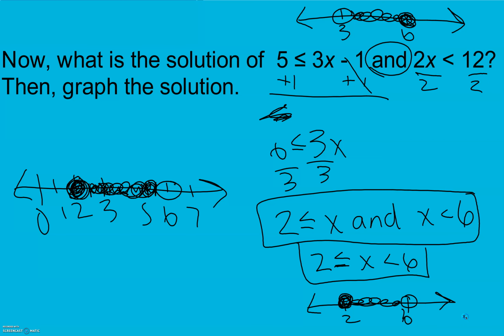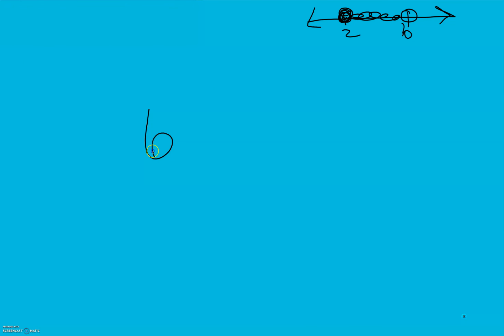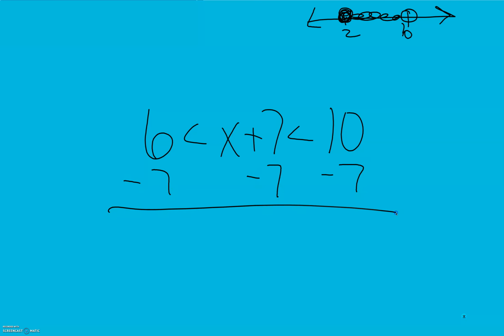One more thing with compound and inequalities. Occasionally we'll have something written like 6 is less than x plus 7, less than 10. You could either split this up and solve it as two inequalities, or whatever we do to one piece, we do to every piece. If I subtract 7 from the middle to get x by itself, I have to do that to both ends as well. So I get -1 less than x less than 3.